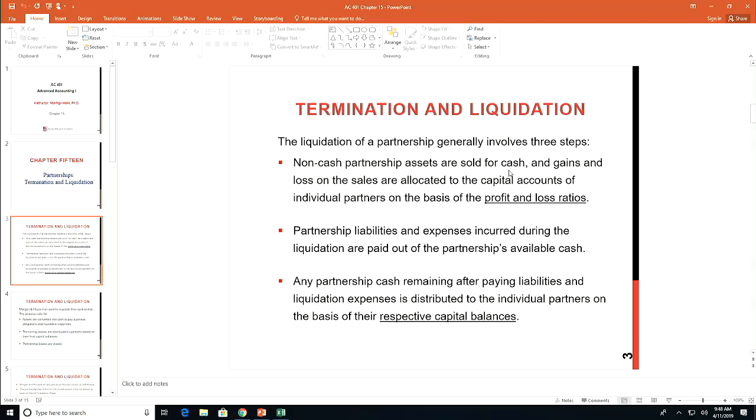So after doing all these steps, if you have any cash remaining, we will distribute it as per the capital balances. This last distribution will be based on the capital balances, not based on the PL ratio. Basically, whatever distribution we did so far, we did by the PL ratio, but remember the last distribution will be based on the capital balances. Whatever capital balances they have after doing all adjustments, that's the cash you have. So we're going to distribute based on the capital balances.